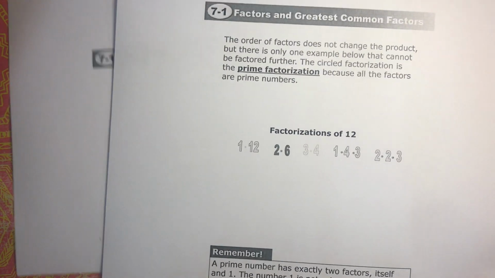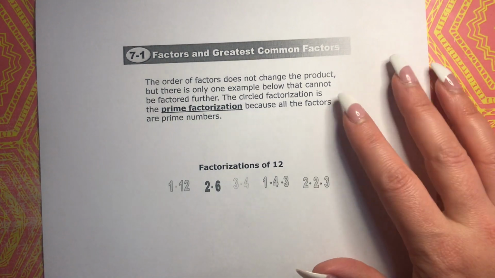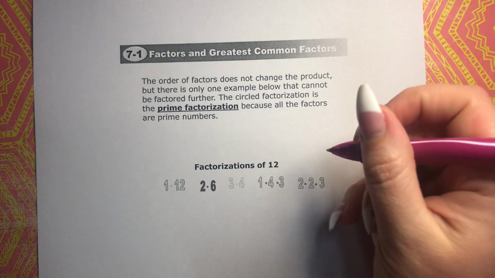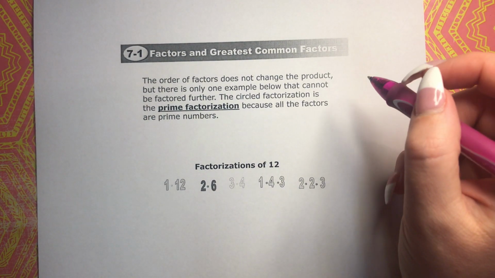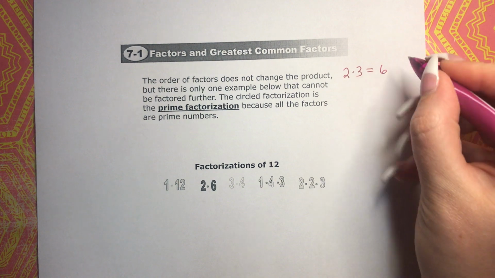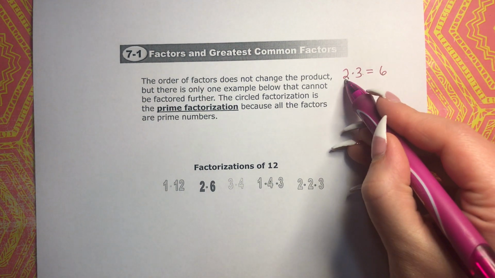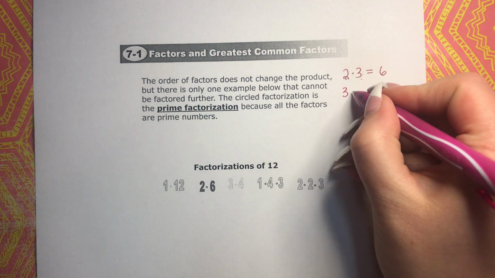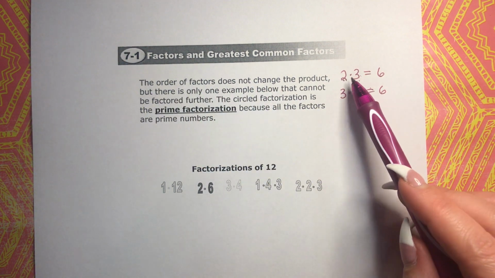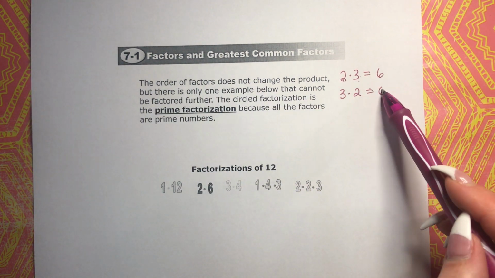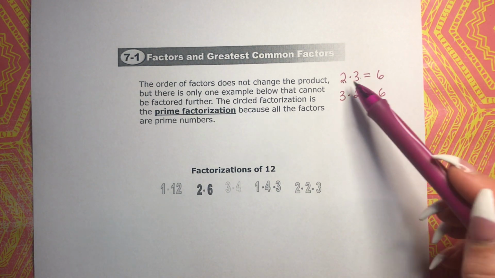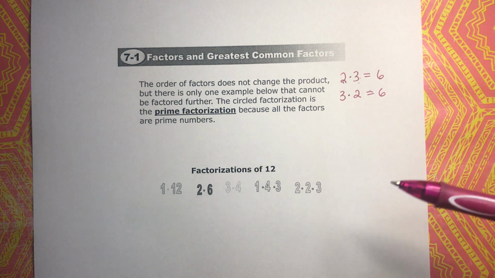The order of the factors does not change the product. Let's say we were talking about 6. We had whole numbers multiplied by each other to get the product, and these are the factors. You can write 2 times 3, or you can write 3 times 2, and that is equal to 6. So the order of the factors does not change the product. Whether you go 2 times 3 or 3 times 2, you get the same product. What number comes first and what number comes second doesn't matter.